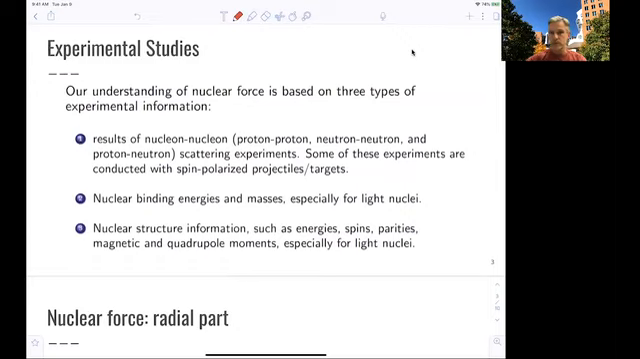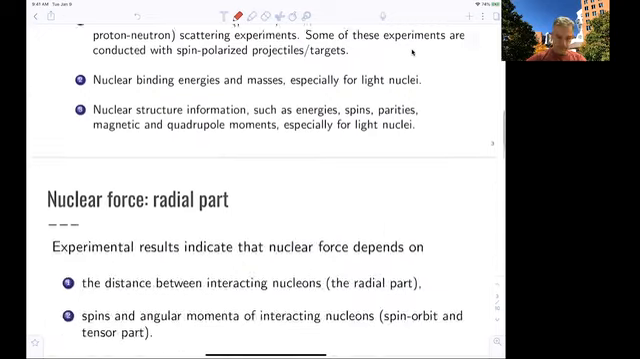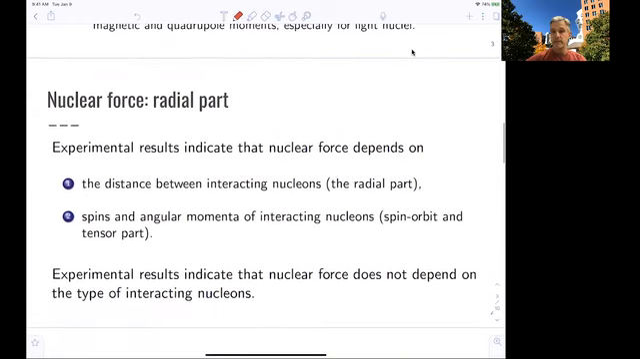There are many more to be named in more detail, but conceptually, those are the three kinds of information we have. Those experimental results indicate that the nuclear force depends on the distance between the interacting nucleons. This is the radial part. How far apart are those nucleons? And also on the spin and angular momentum of the interacting nucleons. There seems to be a spin-orbit and also a tensor part when it comes to the nuclear force.